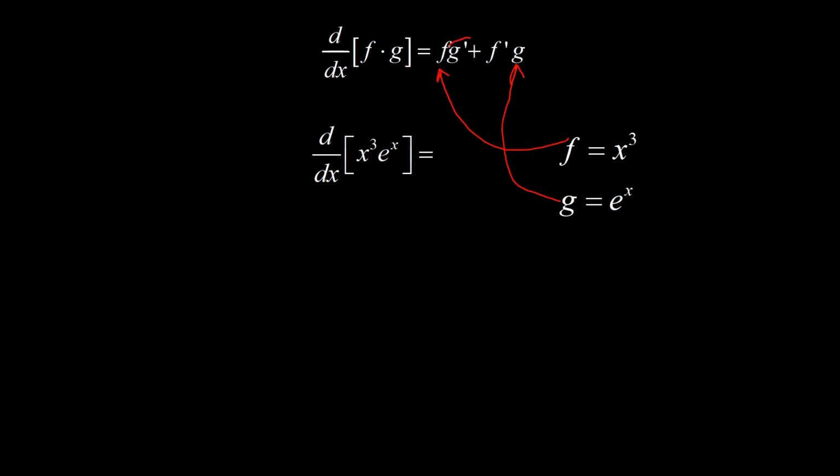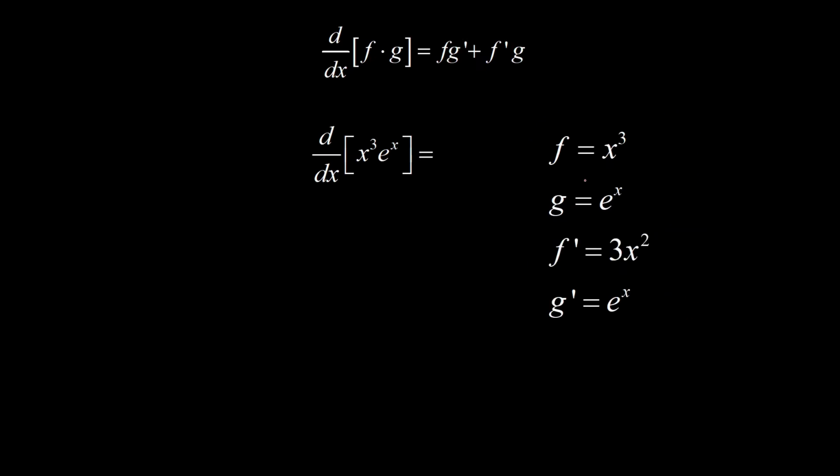So what's left is we need to figure out these derivatives. And so we'll do that. Now that we have f and g, we'll just take their derivatives. The derivative of f is 3x squared, and the derivative of e to the x is itself. And now that we have all four of these pieces, we can plug this all in to the product rule.